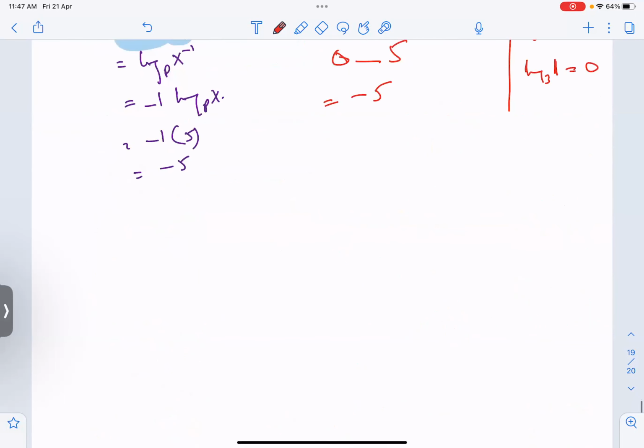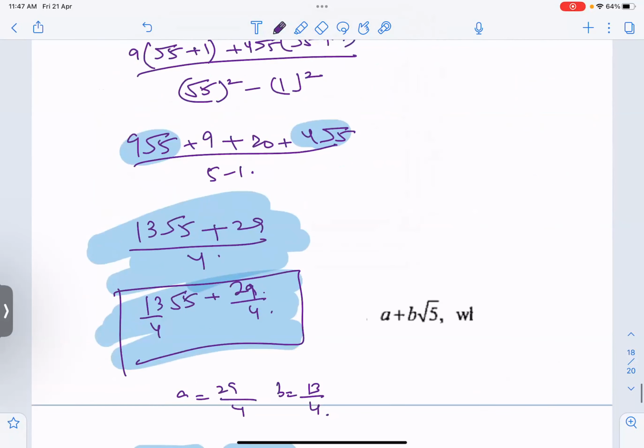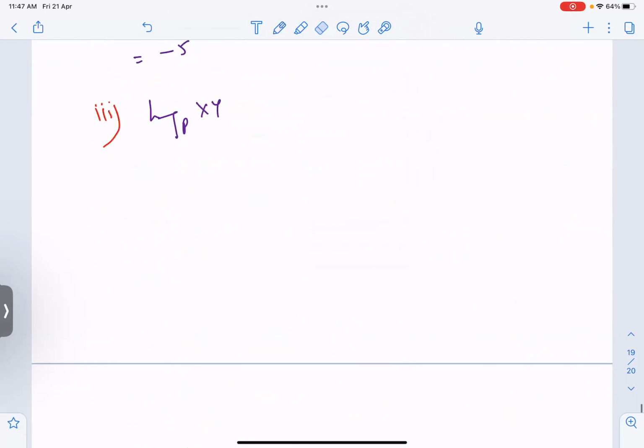Log x p to the base of xy, the third part. No, it was not like this. Hold on. xy here and here.